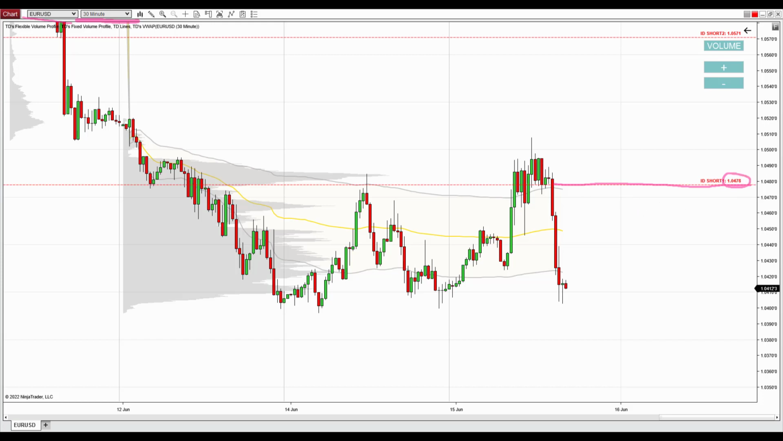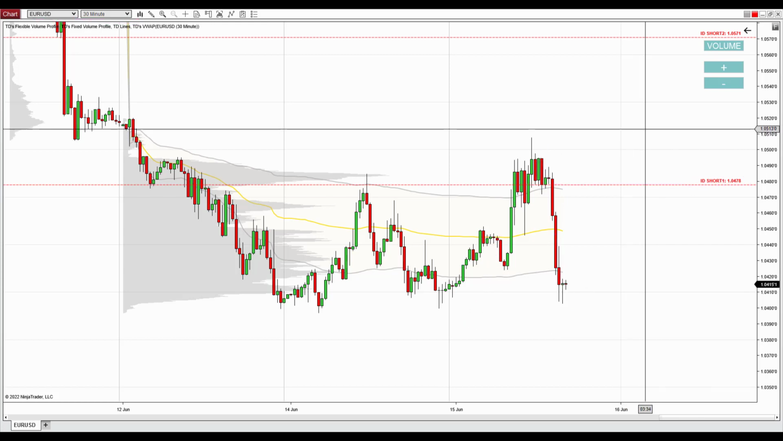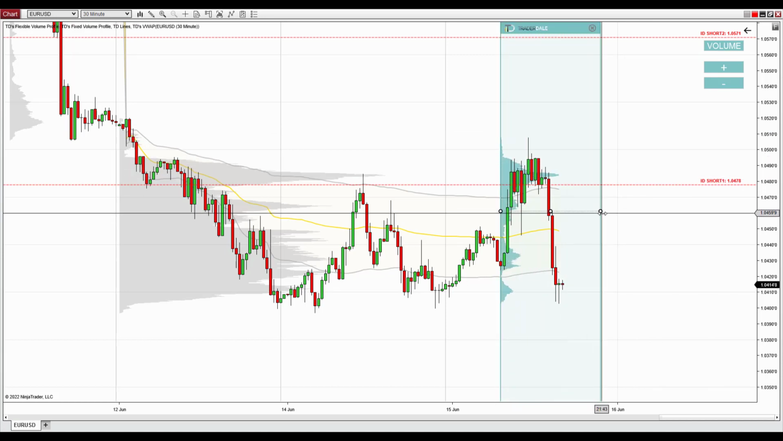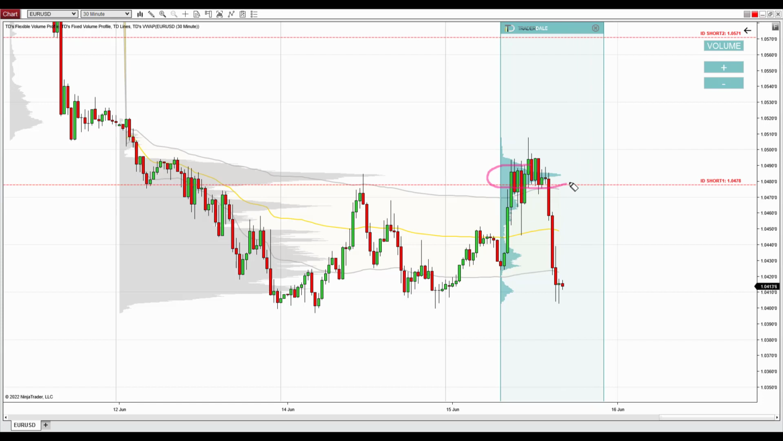1.0478. This resistance is based on this recent rejection of higher prices, and when there is a significant rejection like this, what I do is I use my volume profile over the rejection, and what I look for is a significant volume cluster like this one. This volume cluster at the top of the rejection is telling me that there were strong sellers at this place, and those sellers were fighting the buyers who are pushing the price upwards in here.